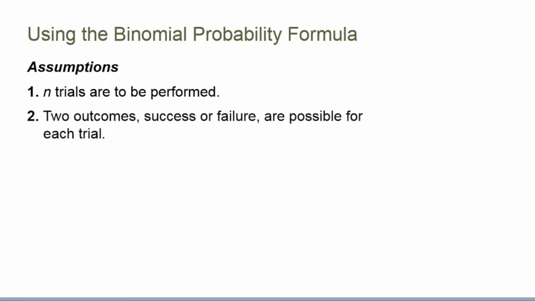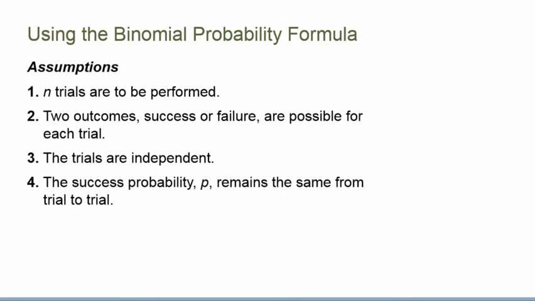Using the binomial probability formula. Assumptions. There are some things that need to take place before we can use the binomial probability formula. 1. n trials are to be performed. 2. 2 outcomes, success or failure, are possible for each trial. 3. The trials are independent.